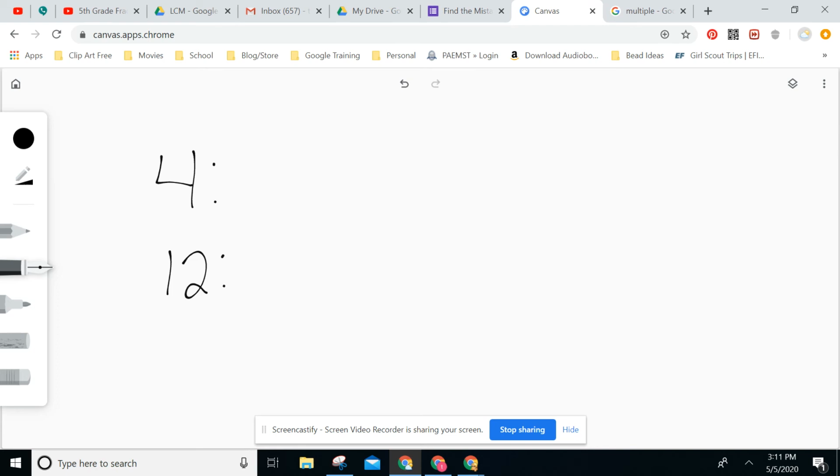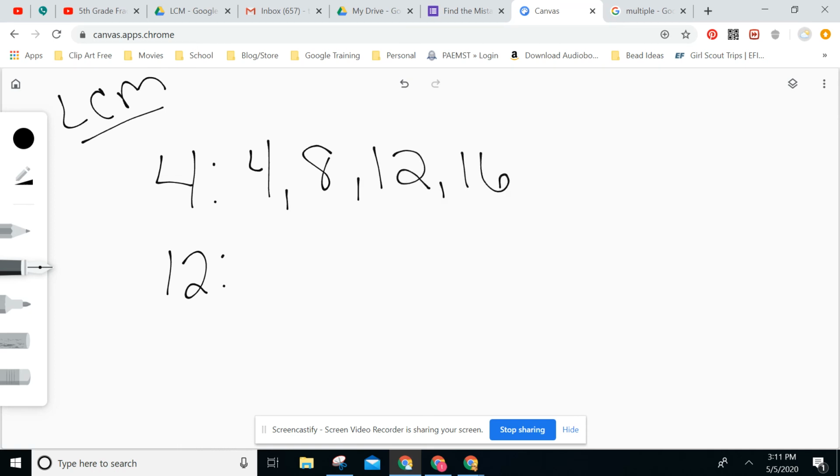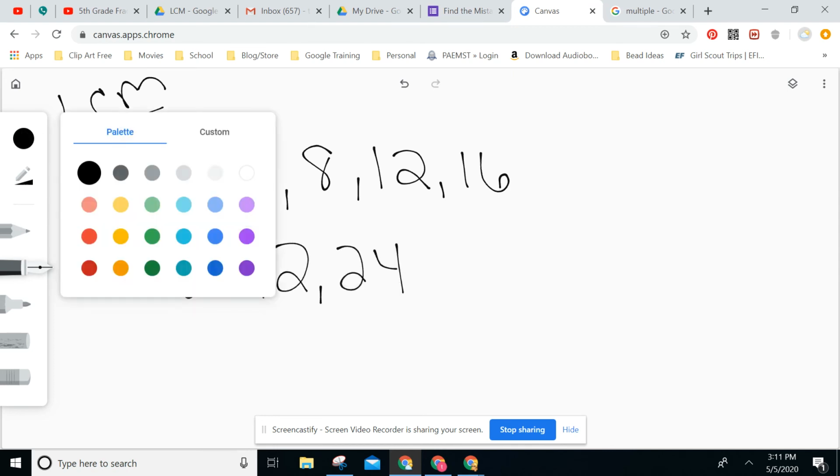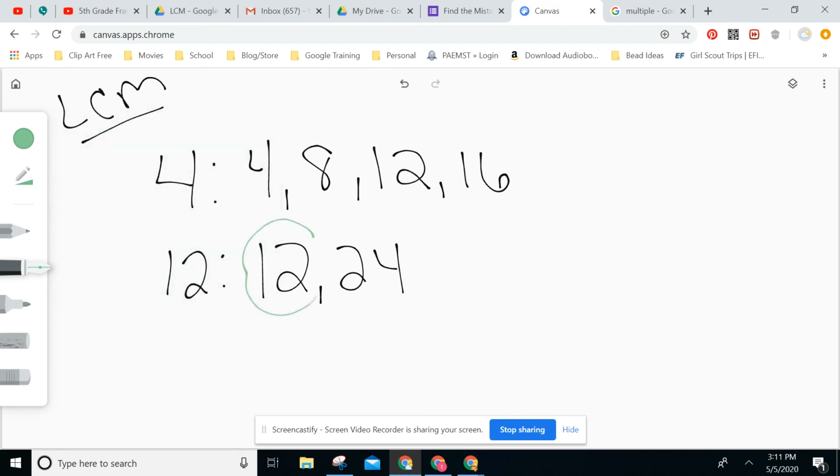Okay, so I want to skip count, but I'm trying to find the LCM. Okay, so the least common multiple. All right, so I'm going to go ahead and do my 4s. So 4, 8, 12, I already see it. It's going to be right there. Okay, starting with 12s, 12, 24, okay? And I can see that 12 is the smallest number that appears on both lists. So the LCM equals 12.